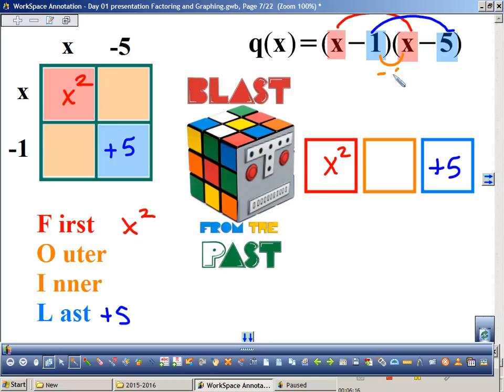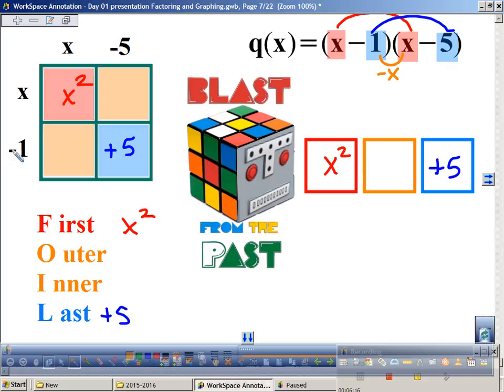Negative 1 times x is negative x. My inner is negative 1 and x. My outer is x and negative 5. So x and negative 5 is negative 5x. X times negative 5 is negative 5x.